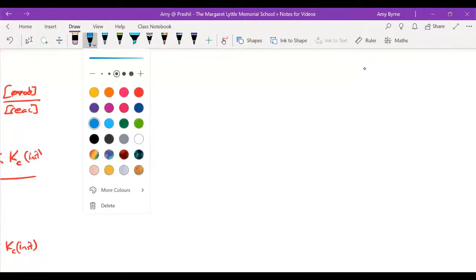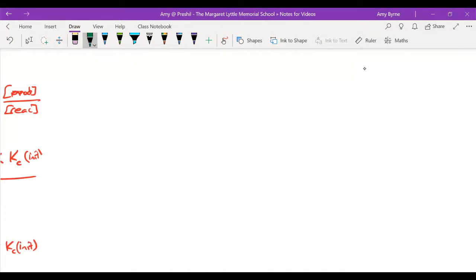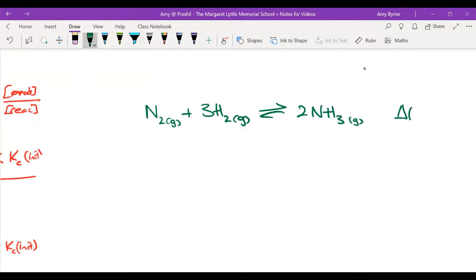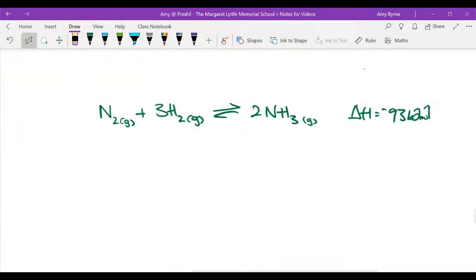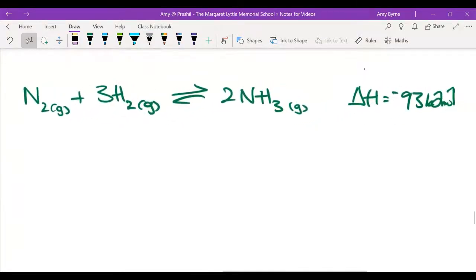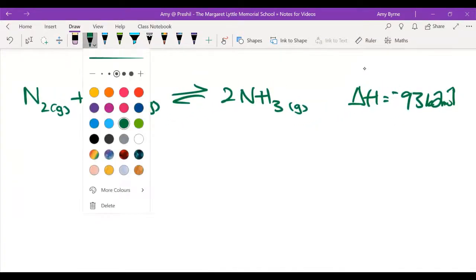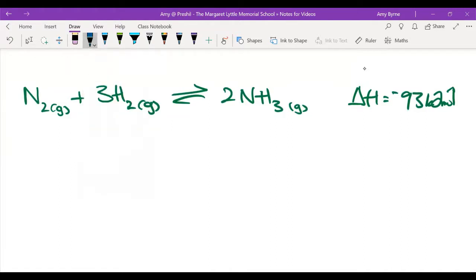Okay, so I did remember correctly. The Haber process, which is this reaction that I've written about 3 times already today, has a delta H of negative 93 kilojoules per mole. So the equilibrium would be favoured because it's exothermic.